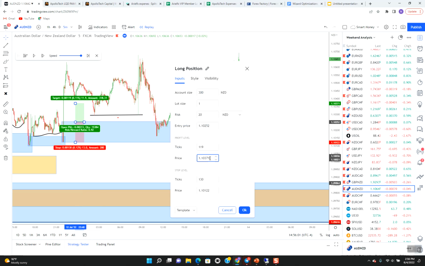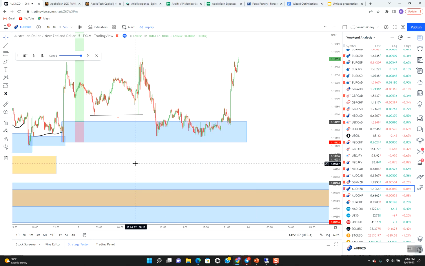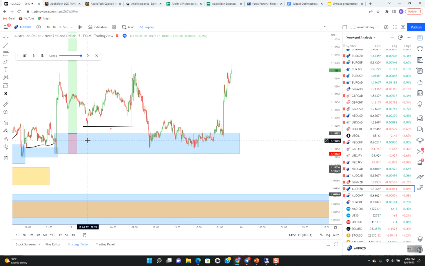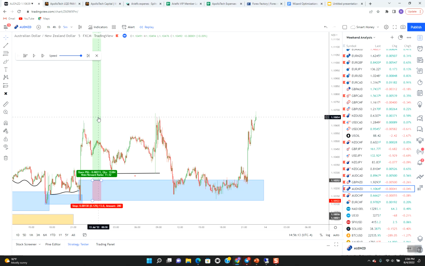So if I just type 1175 to this, because that is our overall target. That has been our overall target ever since we started trading AUD NZD longs, right? So now we push back to the upside. This is a 1 to 11.52.